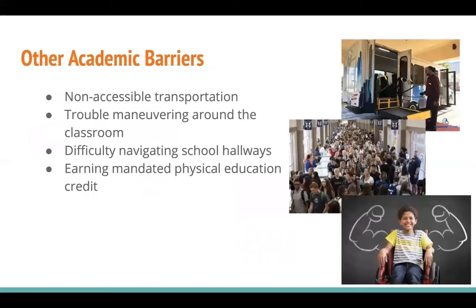Other academic barriers for students with an orthopedic impairment include non-accessible transportation, like school buses, and trouble maneuvering around the hallways and classrooms, especially when it is densely packed or there is not enough room to pass by. This also includes earning the mandated physical education credit for participation.